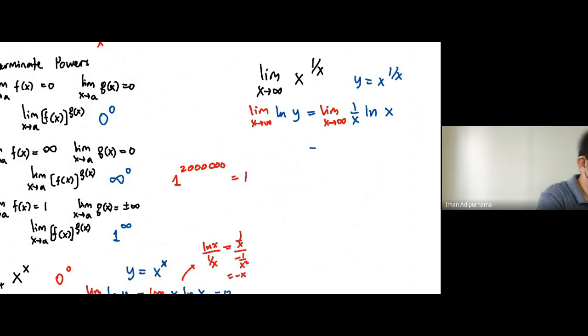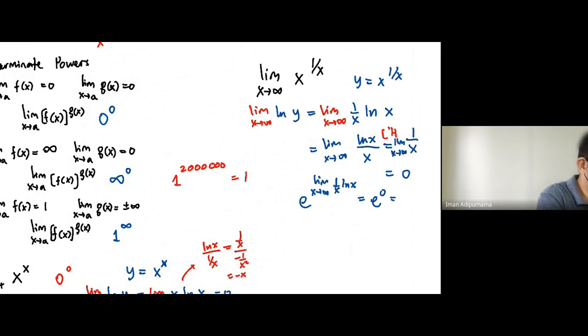If you see the limit here is already ln x divided by x, that is infinite over infinite, in which you can take the L'Hopital rule, okay? And this will be exactly the limit as x approaches infinity, and it will be 0, okay? So e to the power of the limit as x approaches infinity of (1 over x) ln x will result in e to the power of 0, which is 1.